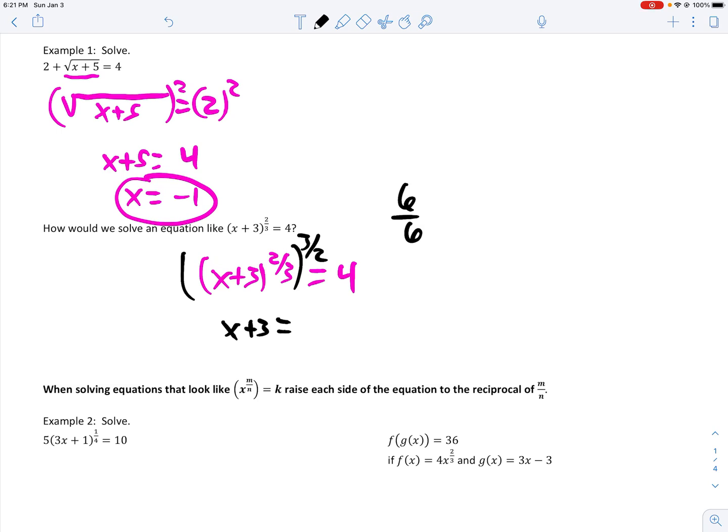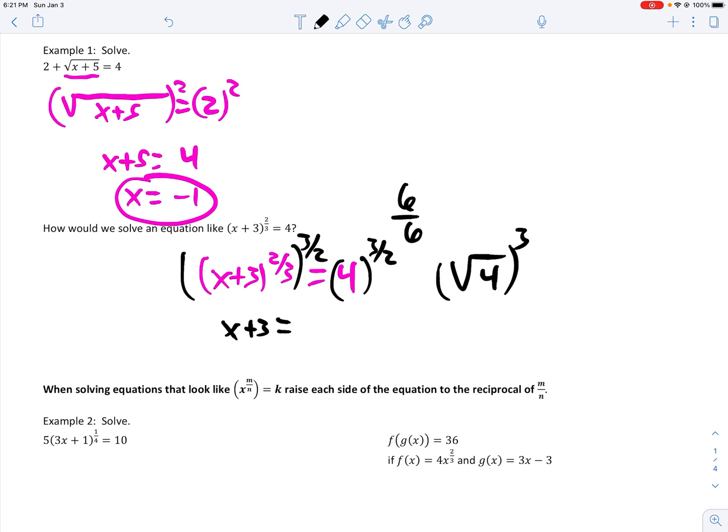Well, what you do to one side of the equation, you must do to the other. So I also have to raise 4 to the 3/2. So 4 to the 3/2, remember earlier in the unit, that's telling you to take the square root of 4, 3 times. Right? Because the denominator is the root you take. The numerator is how many times you take the root.